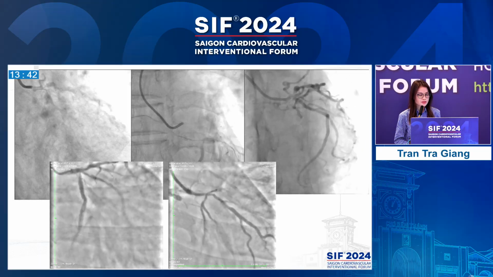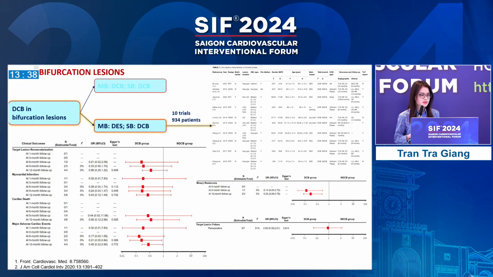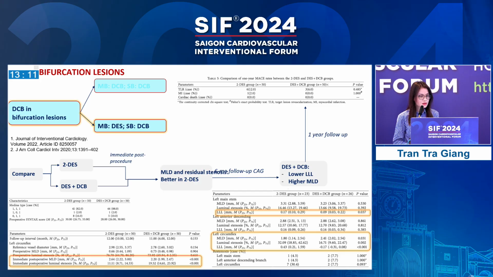Now I change my approach in situations like that because we have some data and experience with DCB in bifurcation lesions. Look at the trial with more than 900 patients comparing DES in the main branch and DCB in the side branch. We see the outcome was better in the DCB group compared to the non-DCB group according to restenosis and TLF. Another study, not a big one, with 100 patients, compared a 2-stent strategy with another group with DES and DCB hybrid.